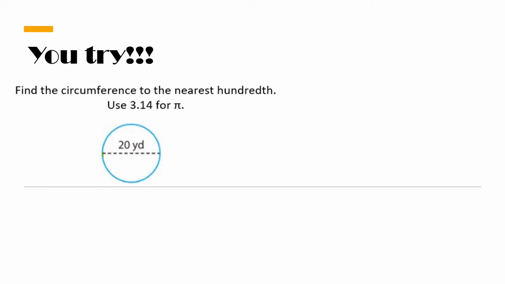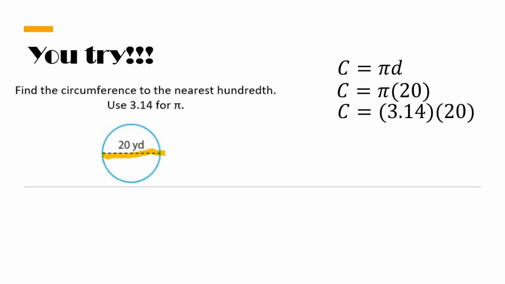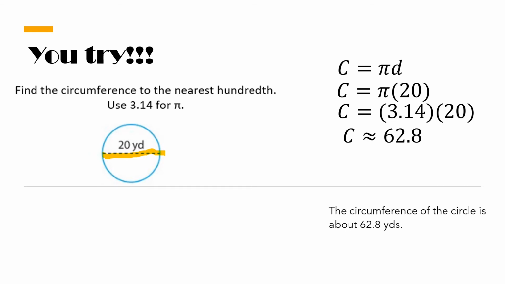All right, so once again, we're given a diameter. So we're going to use the same formula, c equals pi d. We're going to sub in 20 for our diameter. We're going to sub in 3.14 for pi, giving us about 62.8. Therefore, for this problem, the circumference of the circle is about 62.8 yards.